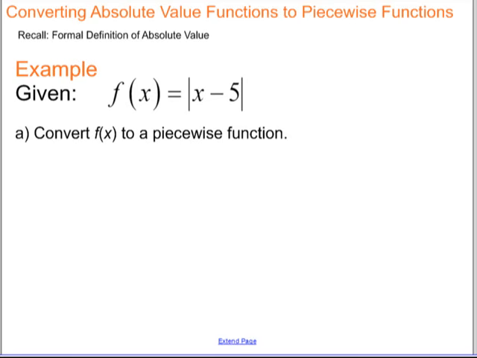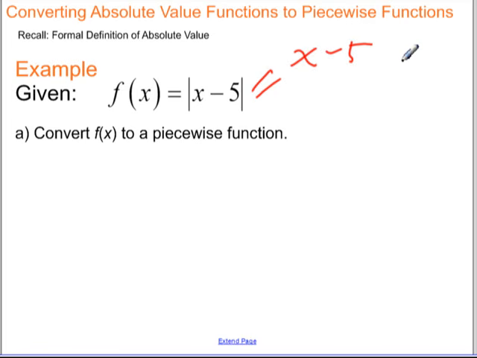Today I'm going to show you how to convert absolute value functions to piecewise functions. So let's start by remembering what the definition of absolute value is. One way of looking at absolute value is, if the number that you're taking the absolute value of is positive, you just get that. So if this thing is positive, then you just get that.